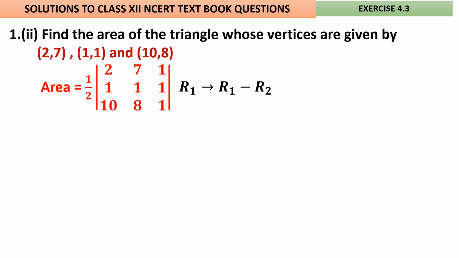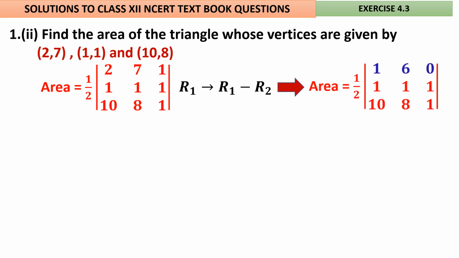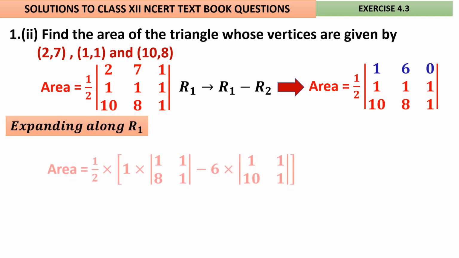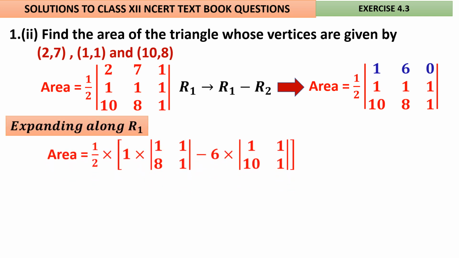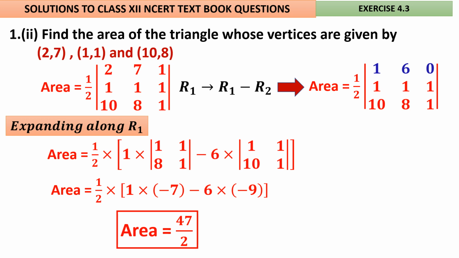Therefore, I write R1 as R1 minus R2. For 2 minus 1, 7 minus 1, 1 minus 1, it becomes 1, 6, 0. Now let us expand with respect to R1. 1 multiplied by minus 6 multiplied by a 2 cross 2 determinant obtained by removing the row and column in which that particular element lies. 0 into something, no need to do it. Therefore, the final answer is 47 upon 2.